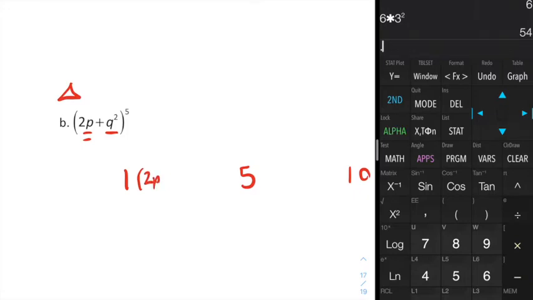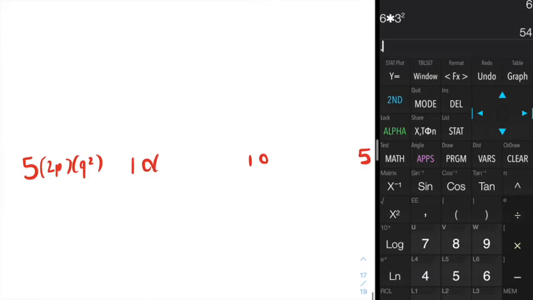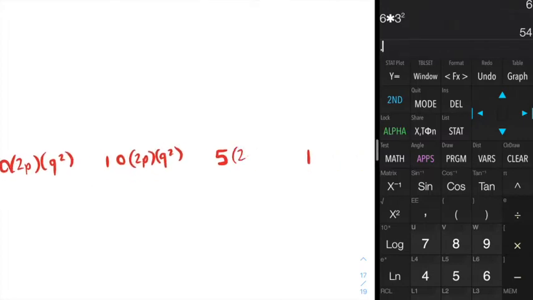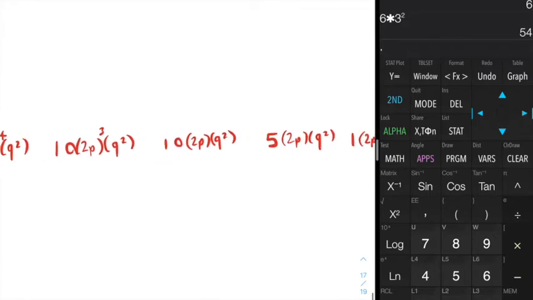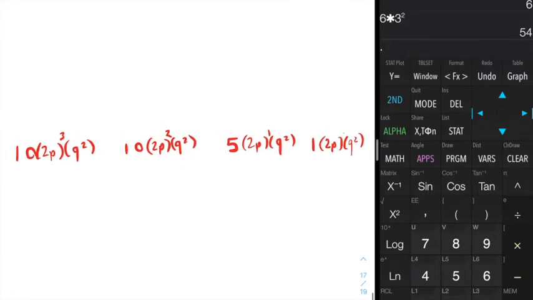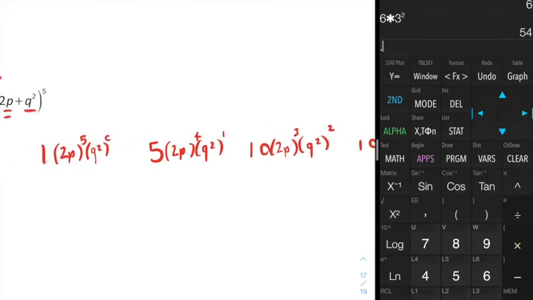Okay, and then we'll go 2p, q squared in the parentheses. This is kind of weird here. 2p, q squared. 2p, q squared. Probably should have just copied and pasted this, but oh well, almost done now. Okay, and let's go get our powers. They all got to add up to 5. So 5, 4, 3, 2, 1, 0. 5, 4, 3, 2, 1, 0.